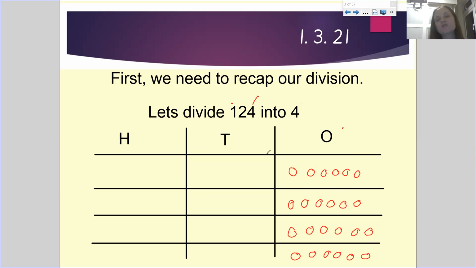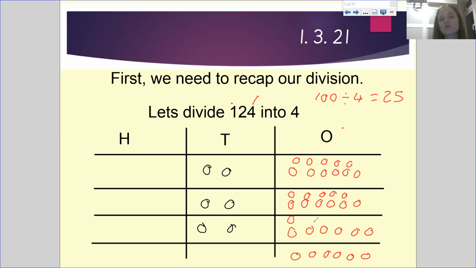And then 100 divided into 4 equal groups would give me 25. So that gives me 2 tens, which I can do in a different color, 2 tens for the 20. And then we would have another 5, because 100 divided by 4 would give me 25. So I've put my 20 and now I need to put my 5. So I'll just go 1, 2, 3, 4, 5 for each group.